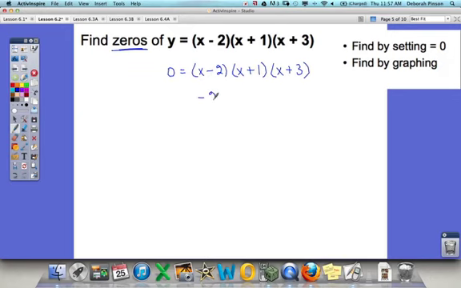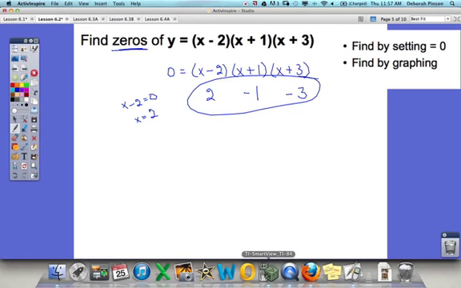So -2, -1. Now I said this wrong. Let me go back to this one right here. When I set that equal to 0 and solve, I'll get positive 2 because I'll set it equal to 0 and move the 2 over. I'll get positive 2. So that was my bad. And -3.